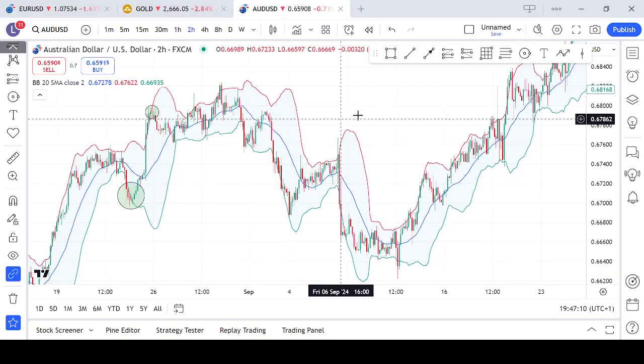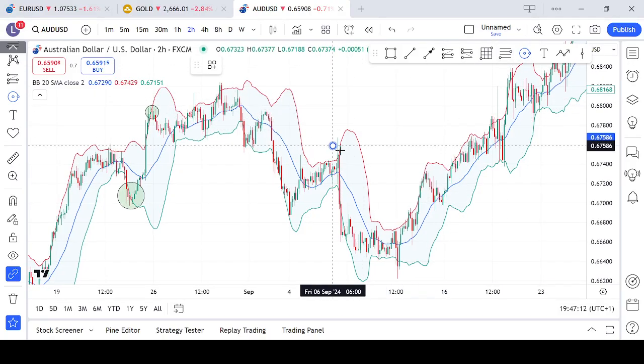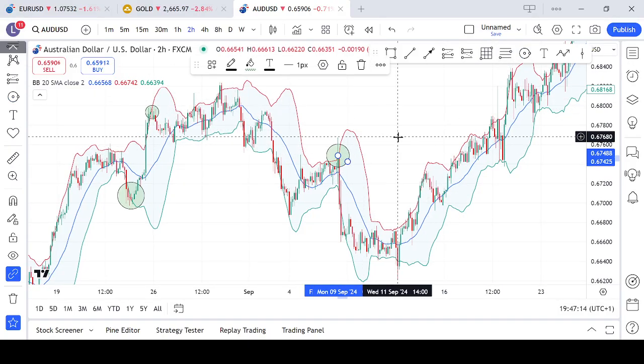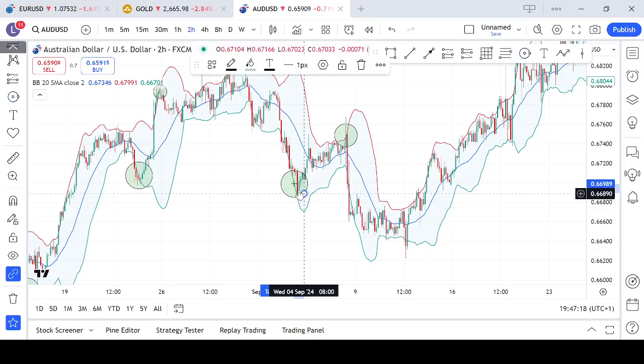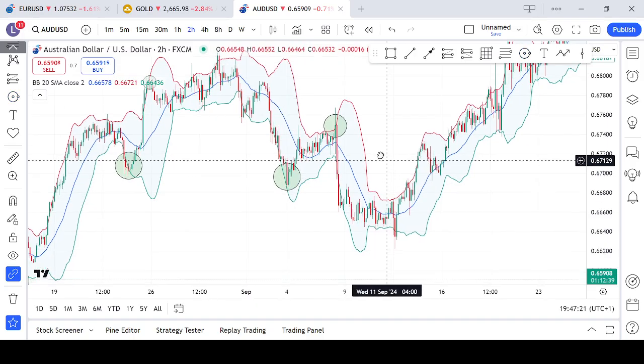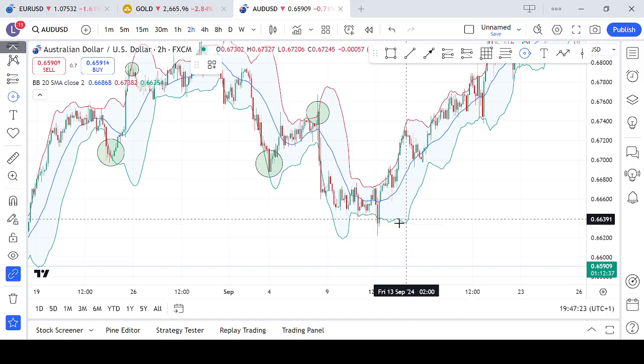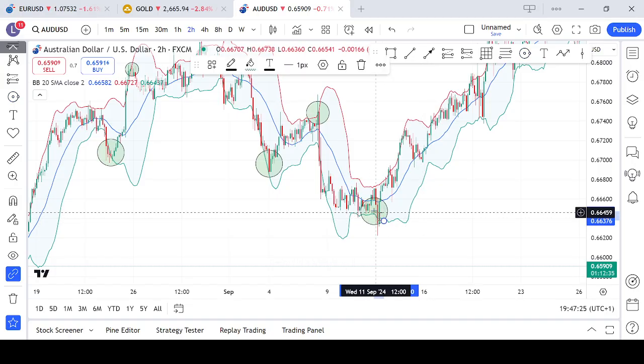And you can see price reacting when it touches the upper and lower bands. This can help you spot potential opportunities to swing trade in the market. See this one.